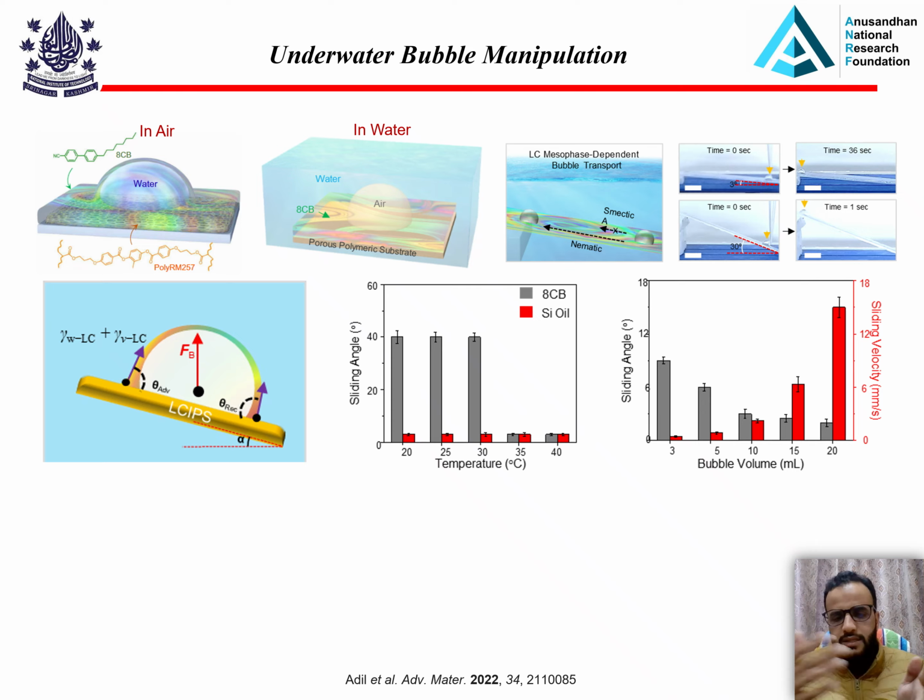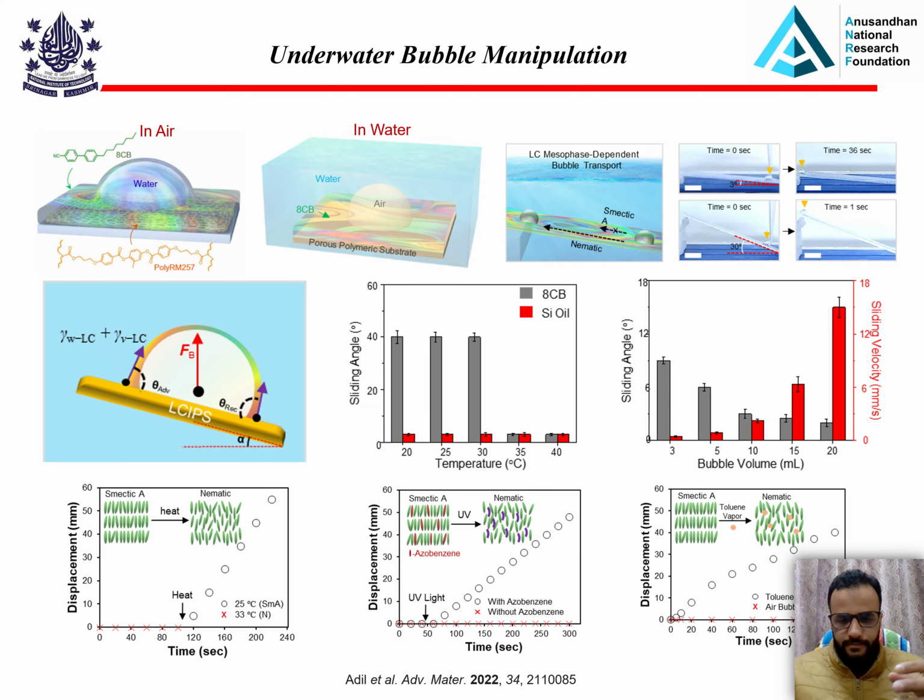And based on the bubble volume we can also change the sliding angle. That is because of the buoyancy force. When we increase the volume of the bubble, the buoyancy force acting on that bubble increases as well. We can see that from this schematic. When the volume of the bubble increases, the buoyancy force also increases, which eventually makes it slide at a very low sliding angle.